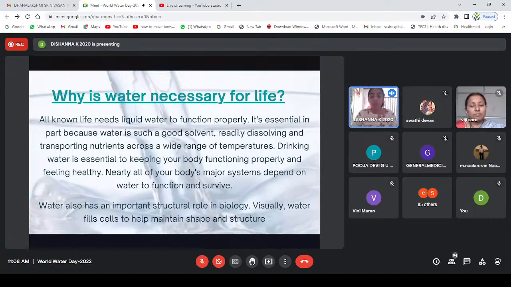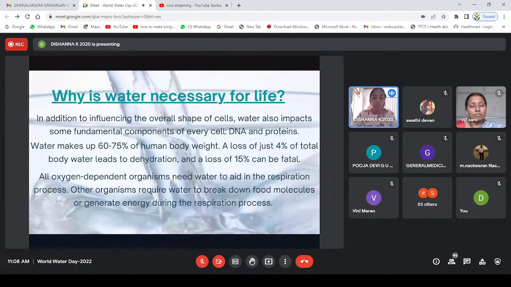Water also has an important structural role in biology. Water helps fill the cells to maintain shape and structure, as we have discussed before. In addition to influencing the overall shape of the cells, water also helps impact some fundamental components of every cell, which are DNA and proteins. Water makes up about 60 to 75% of the human body weight. So a loss of just 4% of total body water leads to dehydration, and a loss of over 15% can be fatal and can even lead to death.